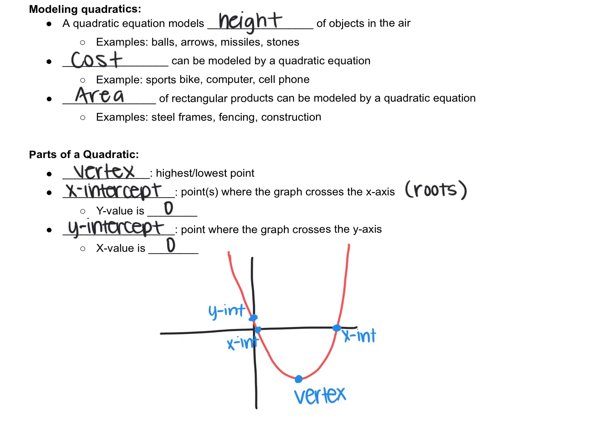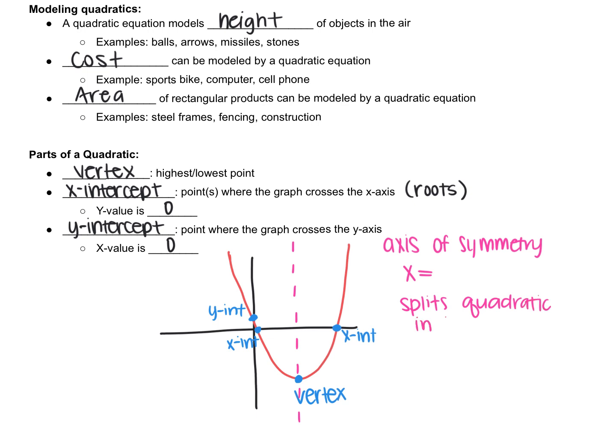The other thing I want to talk about, which I didn't put a definition for, is something called the axis of symmetry. The axis of symmetry is an equation, so it's always x equals, and it is the line that splits the quadratic in half. The axis of symmetry always goes through the vertex.